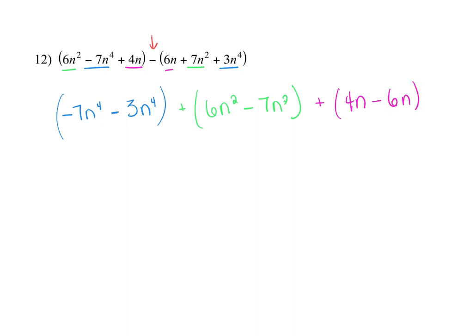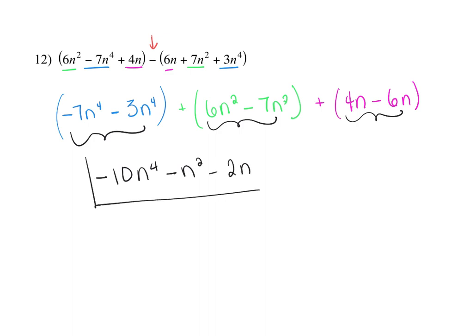And then I'm just simplifying. Negative 7 minus 3 is negative 10, n to the fourth. 6 minus 7 is negative 1, n squared. And 4 minus 6 is negative 2, n. And that is my answer there.